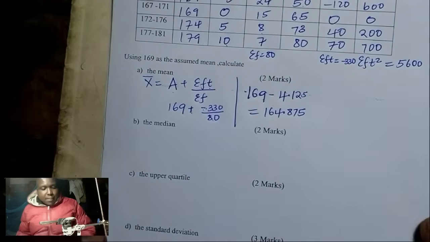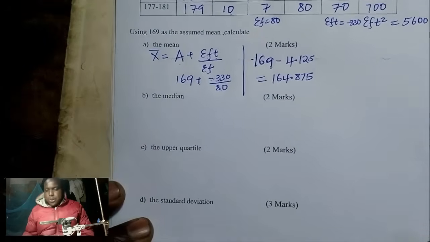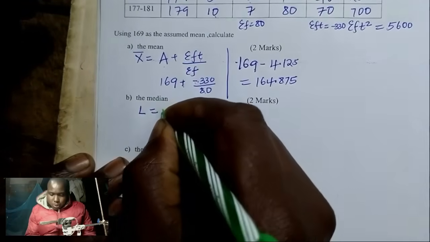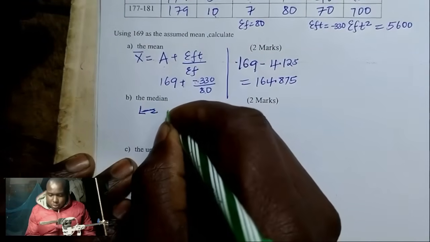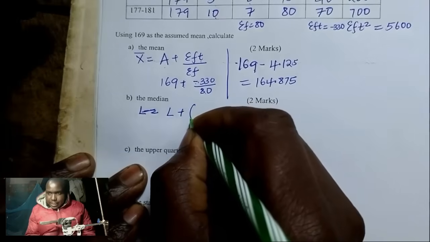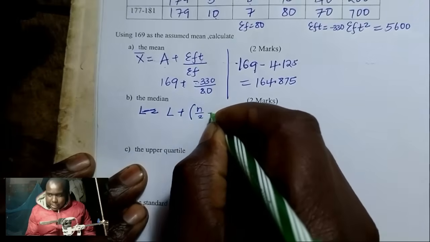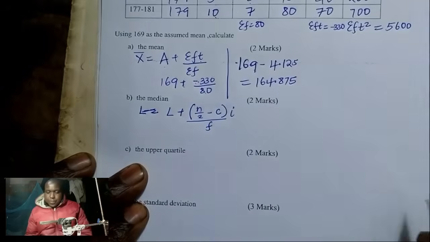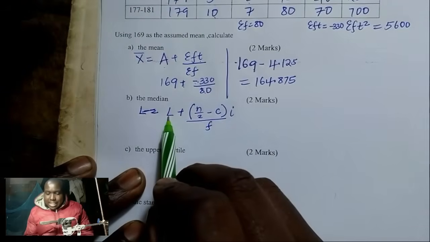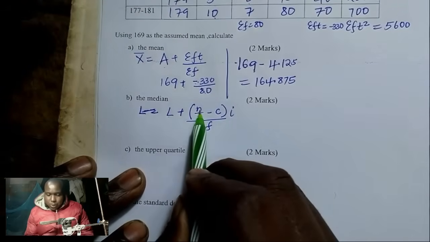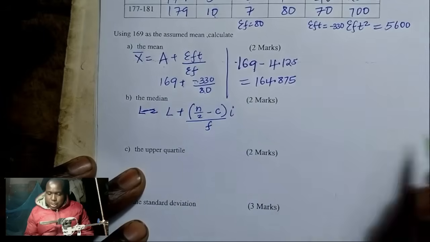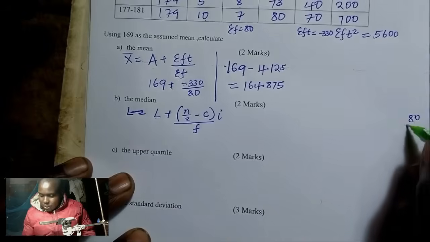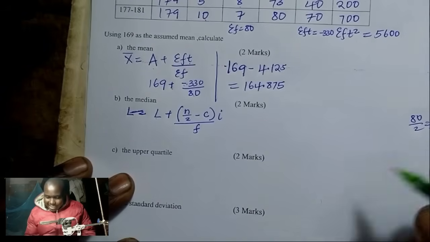Right? Very good. The median. How do you calculate the median? You know the formula. Median is equal to L plus, you open bracket, N over 2 minus C, you close the bracket, times I over F. What is L? The lower limit of the median class. N is the total frequency, you divide by 2. So first, we need to know where our N is. So you write that N is 80, divided by 2, so it is 40. So our median class position is 40.